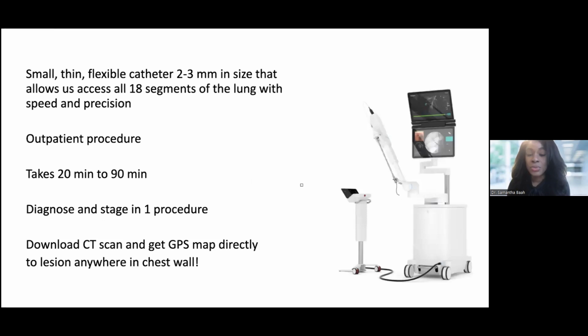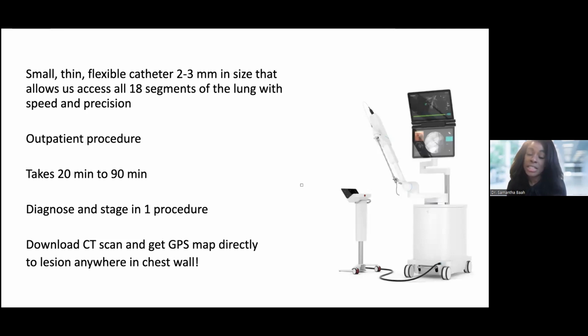So it's really important. Since we launched our robotic bronchoscopy program, we are able to get to a lot of nodules that we weren't able to get to previously. With our Ion platform, it's a small, thin catheter, about 2 to 3 millimeters. We can get anywhere in the chest wall, into all 18 segments of the lungs. If your patient is referred for a navigational bronchoscopy for a nodule, for a mass, or for an infiltrate that we just can't make out, it is an outpatient procedure. It takes 20 to 90 minutes.